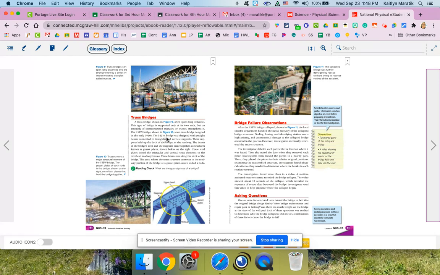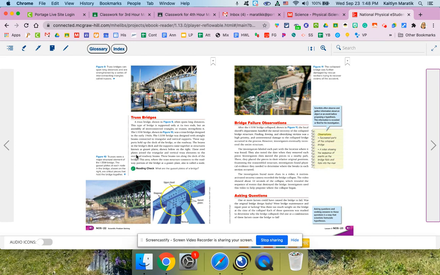The I-35W bridge was designed with straight beams connected to triangular and vertical supports. These supports held up the deck of the bridge, or the roadway. The beams in the bridge's decks and supports came together at structures known as gusset plates. Do you remember me saying something about that when we looked at the questions for later today? Shown below on the right.